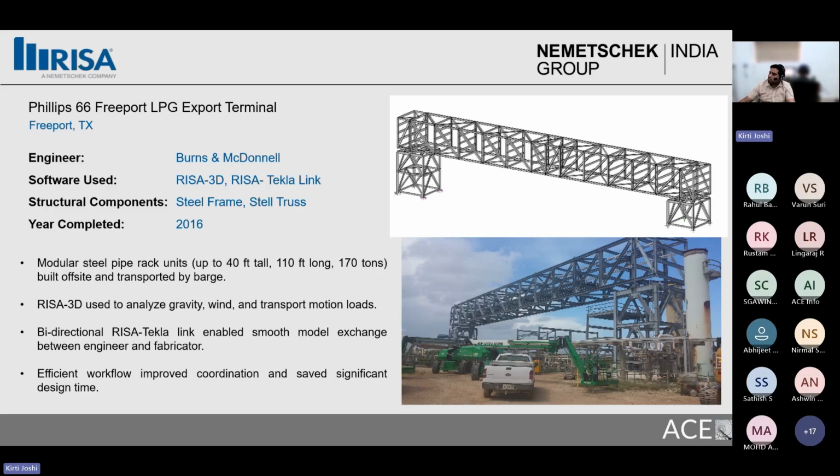Here the bi-directional, meaning two-way, RISA Tekla link is used to enable seamless coordination between the design and the fabrication team, which helps to save time and improve model accuracy. So this case study highlights the RISA capabilities for industrial modular design, where repeated and heavy steel frames that require load handling and smooth data exchange can be achieved in the RISA software.